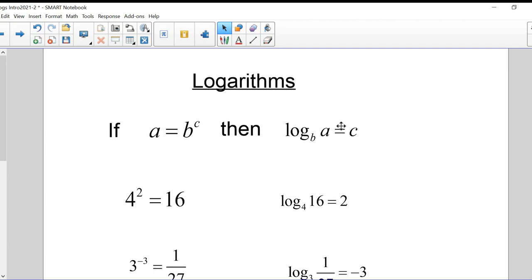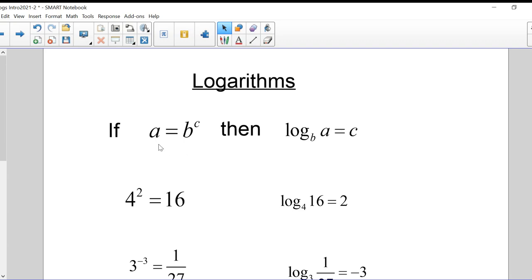But let us formalize that now. I'm assuming that you have heard of logs. You've certainly seen the key on your calculator, and some of you have used that key before. But we're going to get into, like I said, the intricacies of what logs are and what they do.